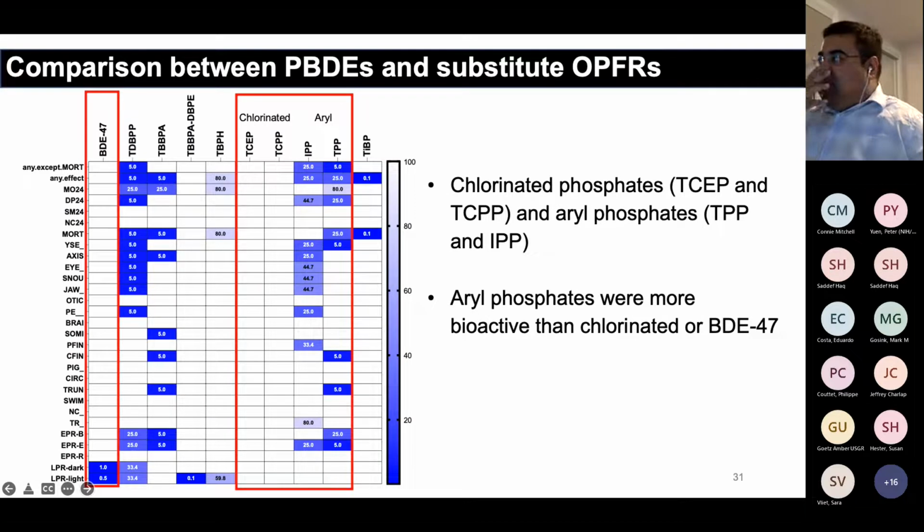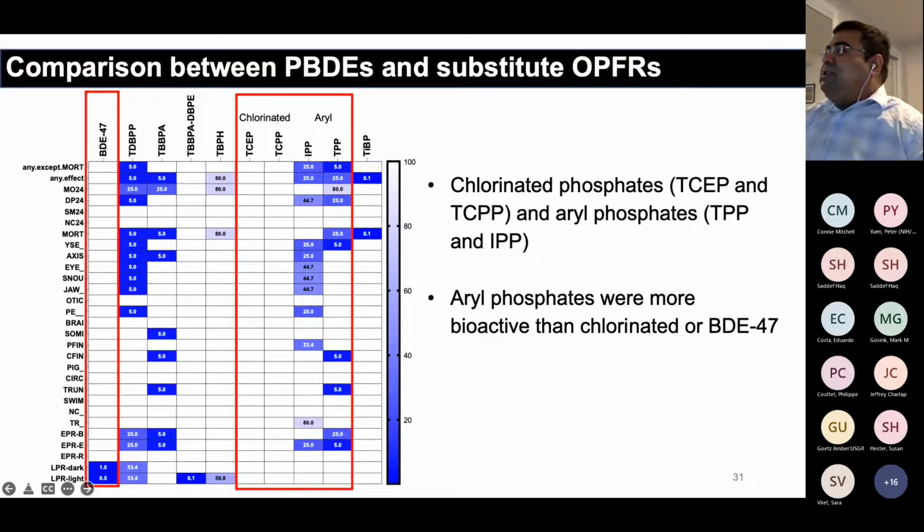Similar to the prior slides, we were also able to compare the older generation to the newer generation flame retardants. So in this couple of slides, we compared PBDE, BD47, which is an older generation flame retardant, with the organophosphate flame retardants, TCEP and TCPP. Both of these are chlorinated phosphate esters, and IPP and TPP, which are both aryl phosphate esters.